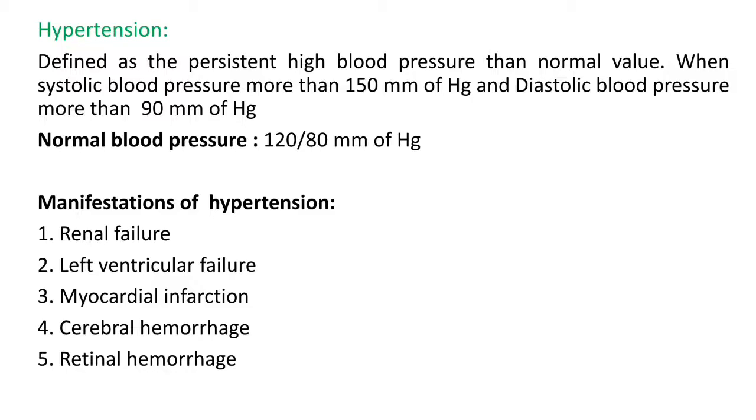Retinal means that with high blood pressure there is increased blood supply that leads to damage to the eye. That is a retinal hemorrhage. The hemorrhage means bleeding occurs in the retina of the eye. And cerebral means in the brain. And the myocardial infarction is mainly due to the decreased blood supply to the heart, and that leads to angina pectoris or chest pain. And left ventricular means in the heart only, in the left ventricle.